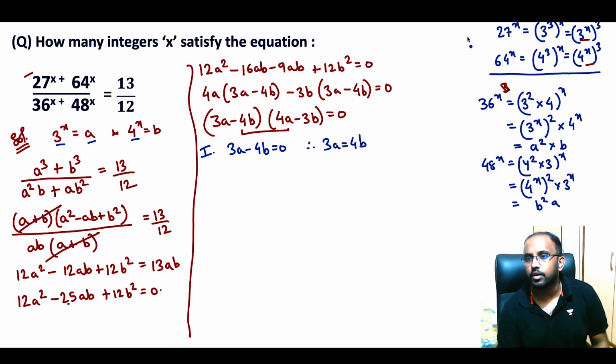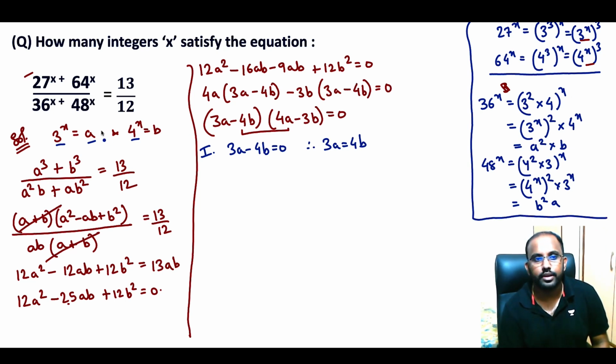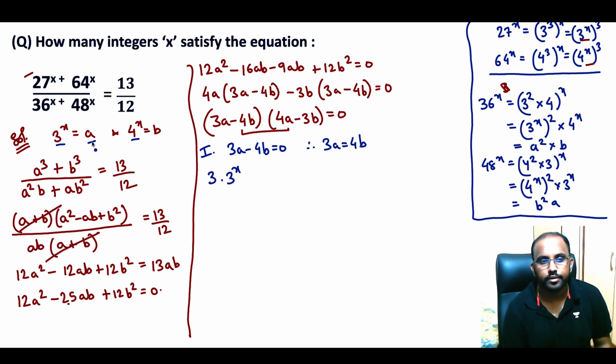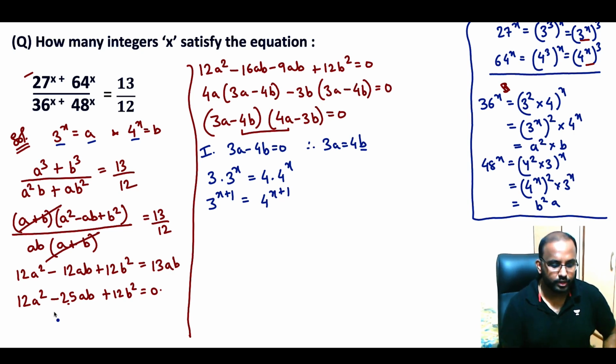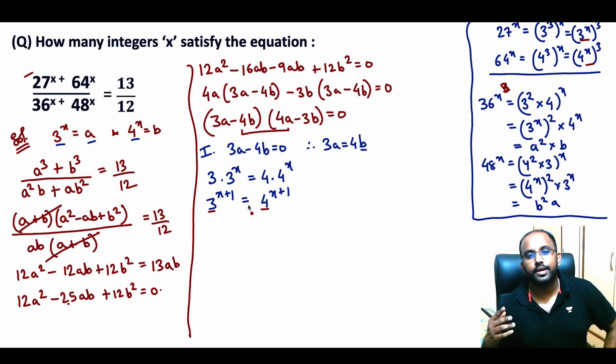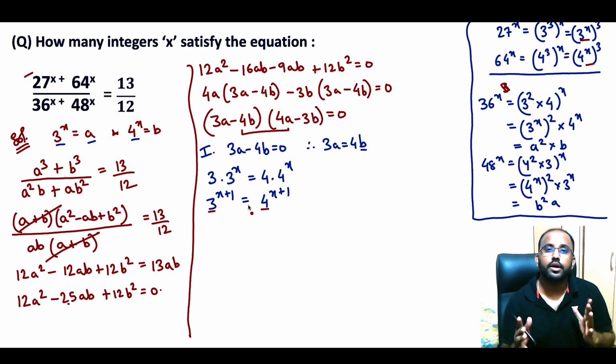So a is equal to 3 raised to x. So I can write here 3 into 3 raised to x, and b is equal to 4 raised to x. So 4 into 4 raised to x. That means 3 raised to x plus 1 is equal to 4 raised to x plus 1. Correct, no? Now see, the bases are different here, 3 and 4. So these two terms will be equal only if both are equal to 1. Otherwise, any power of 3 and 4 can never be same.